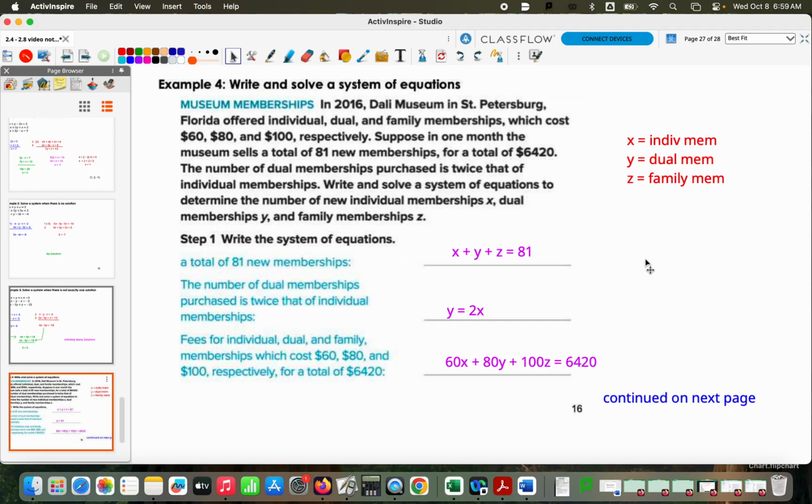All right, let's try a word problem. This could be the most difficult part, usually just setting it up. So let's see what we got here. And this kind of guides us as well. So feel free to pause and read through the whole thing. We got different types of memberships here.